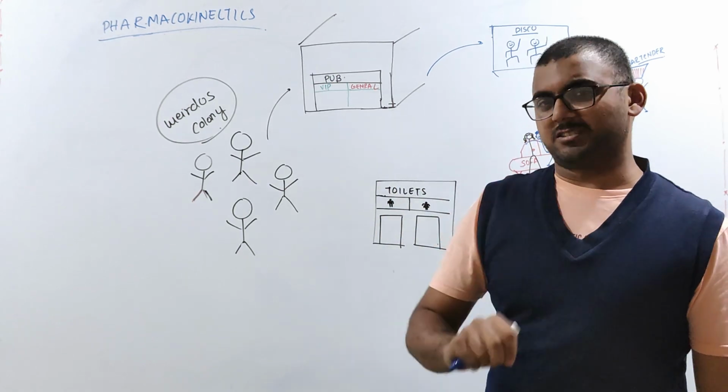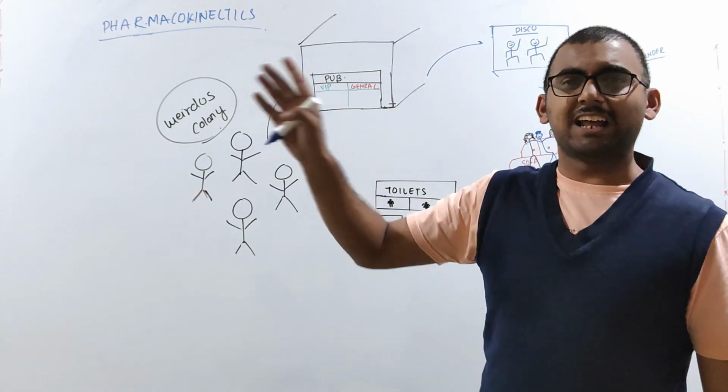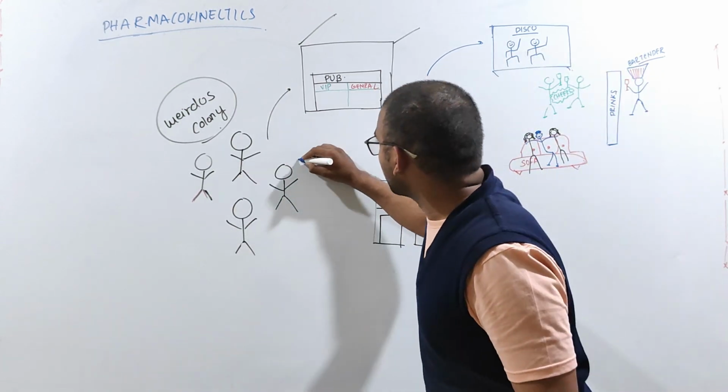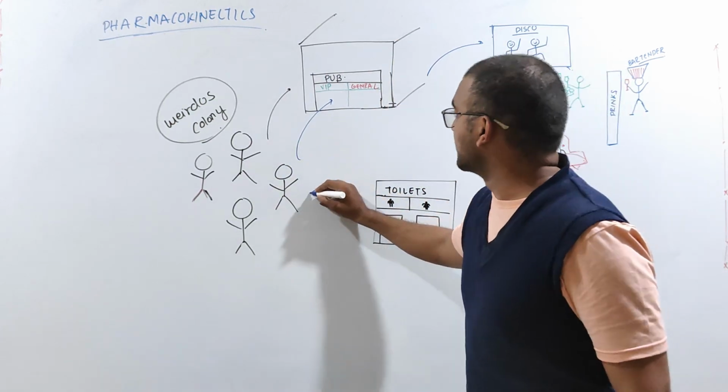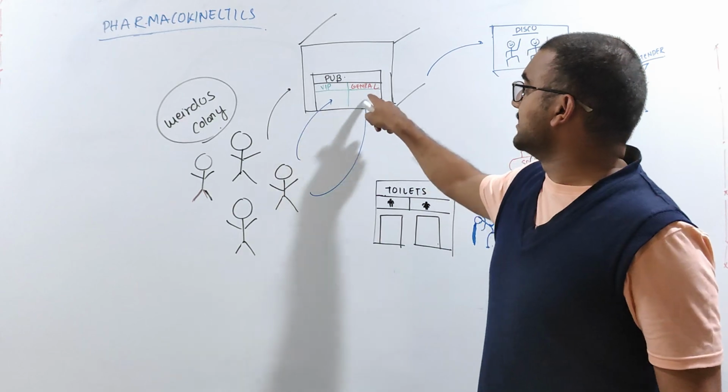Now, if I talk about drugs, drugs are just like us. Drugs are just like a friends group. For this analogy, some drugs will enter through the VIP gate, and some drugs will enter through the general gate. Now what is this VIP gate? What is the general gate?